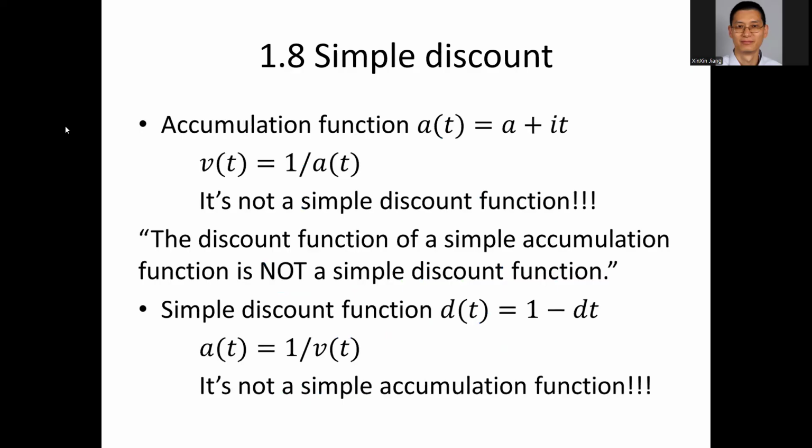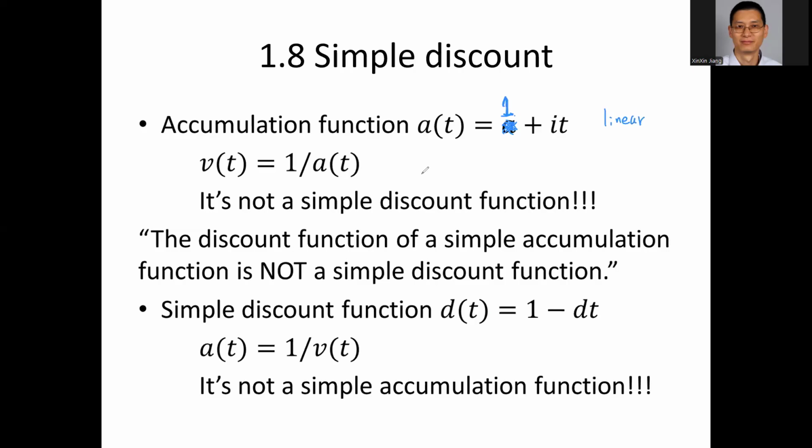Let's talk about simple discount. It's not exactly what you would get from simple interest. For simple interest, you would have a(t) equals 1 plus it, where i is the annual rate. It's linear, so that's the key.